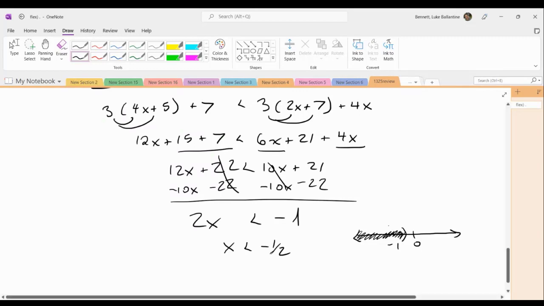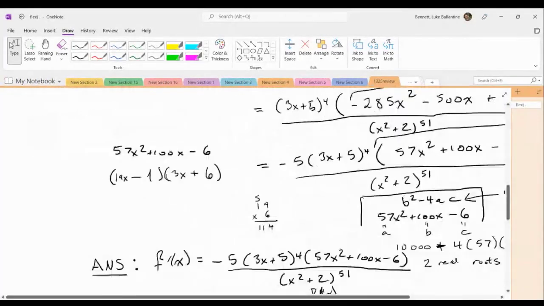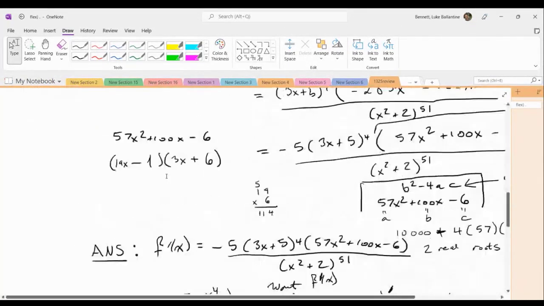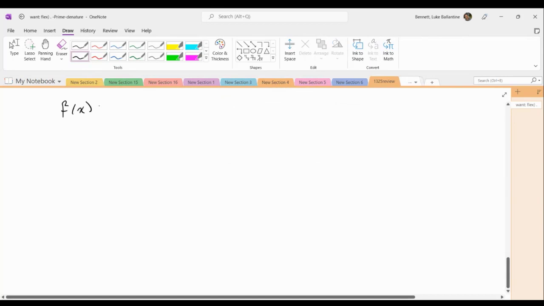Let f be a function. So we're going to do this problem. Positive, negative. So we just want information about what f looks like. Well, f of x is x squared minus x minus 12. Okay. So f prime, this is differential calculus. This is calculus with derivatives. So the first step with most problems will be just take the derivative. So this is 2x minus 1.